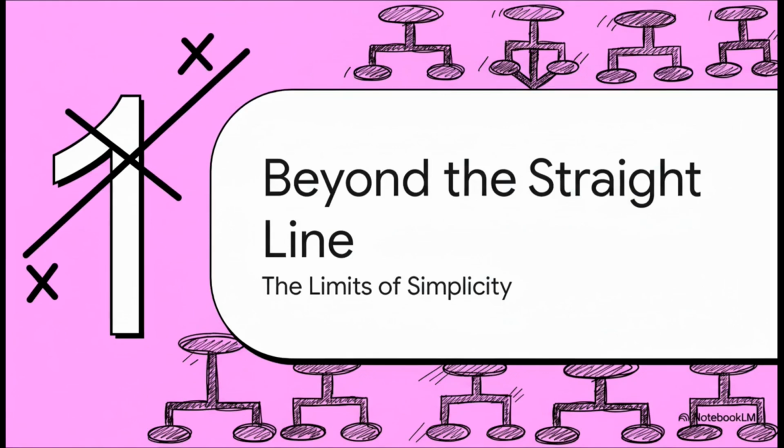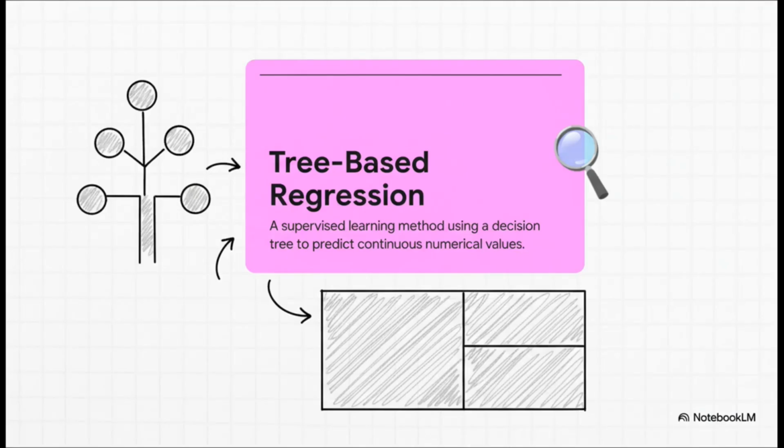Look, simple models have their place. A straight line is awesome for simple, clear relationships. But the world is rarely simple, right? We need something that can handle all the twists and turns that real data throws at us. We need a tool built for complexity. And that's where tree-based regression steps in.